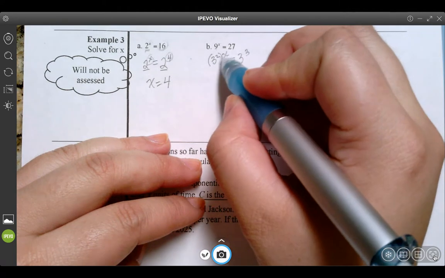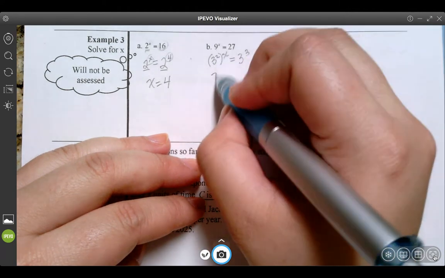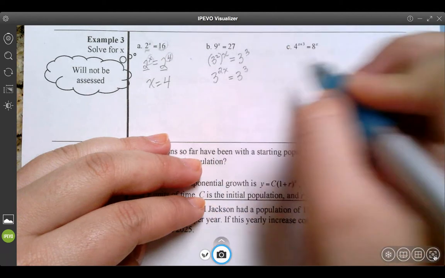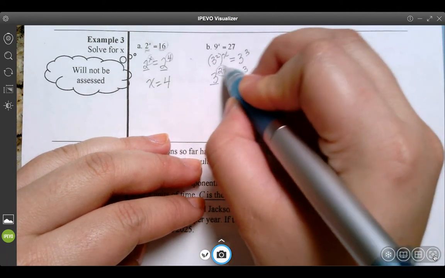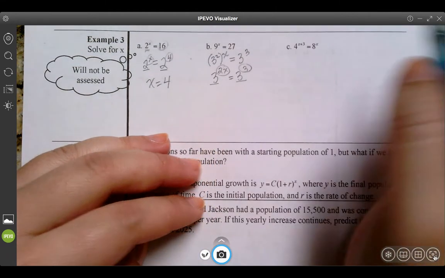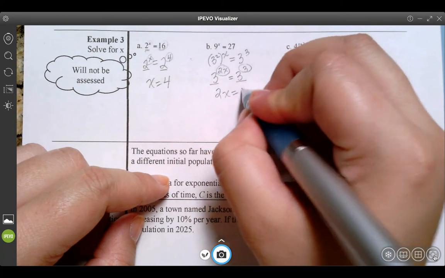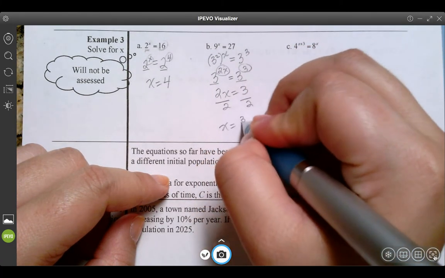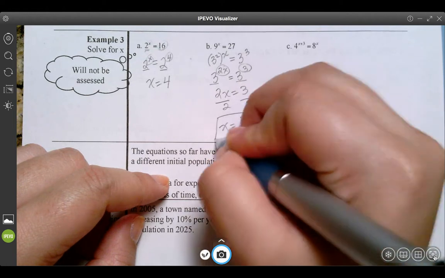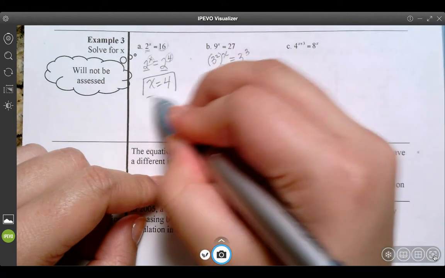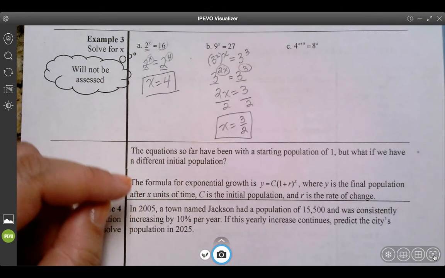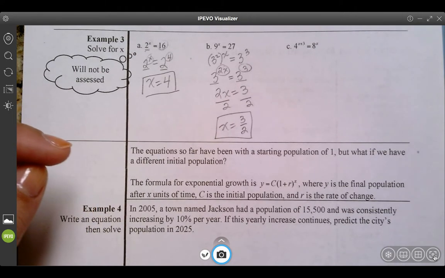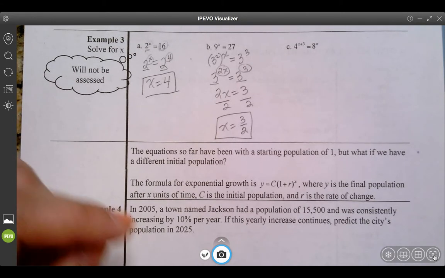Now using the power rule again, we can rewrite this as 3 to the 2x equals 3 cubed. Same base, then their exponents must be equal. So we have that 2x equals 3. Divide both sides by 2, and x equals 3 halves. Okay, so again, the trick for solving these functions is to get the same base so that you can set the exponents equal to each other.